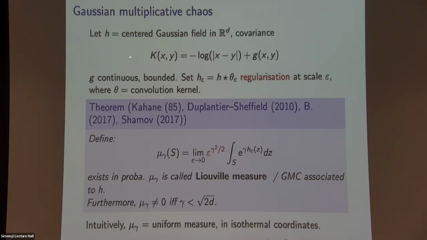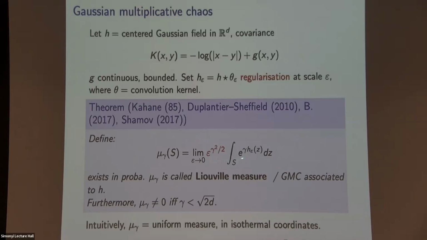So we start with our centered Gaussian field in R^d, which might be the GFF, in which case this K here would be the Green function. But as I said, the important thing is that it's logarithmically correlated. And in order to give meaning to things, because it's too rough, we first regularize it at scale epsilon. So we convolve it with some mollifier at scale epsilon. And the theorem, which in some form goes back to Kahane in 85, and in other forms goes back to the paper of Duplantier and Sheffield that I've already alluded to, but in this form, you can find it in my paper as well as in one of Shamov, around about the same time.